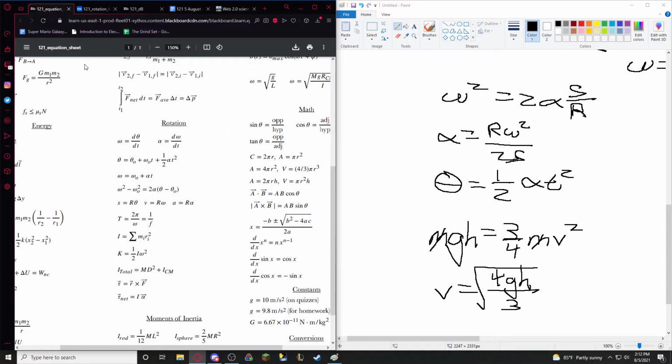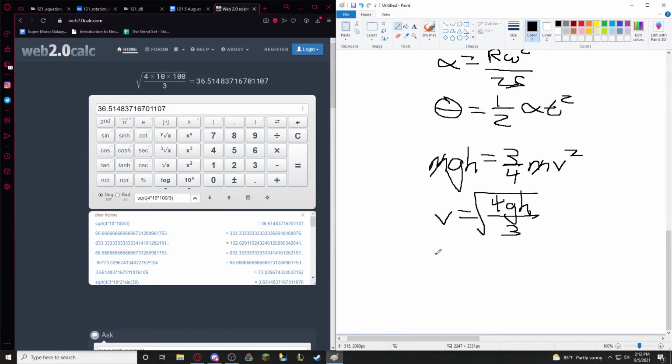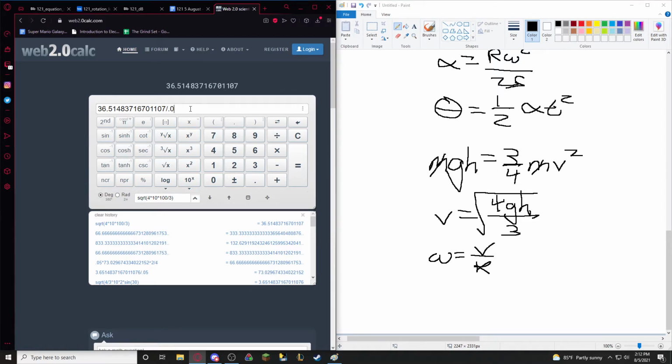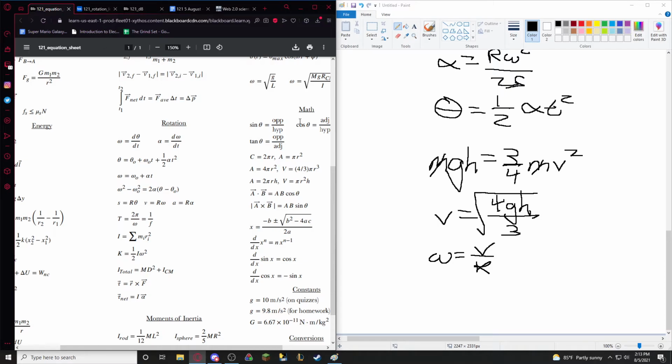Now we could find the final angular velocity. Mm-hmm. How do we do that? We would just divide the velocity by the radius. Exactly. So we just divide our velocity by our radius, which is 0.05 meters, about 730 radians per second. And then what?